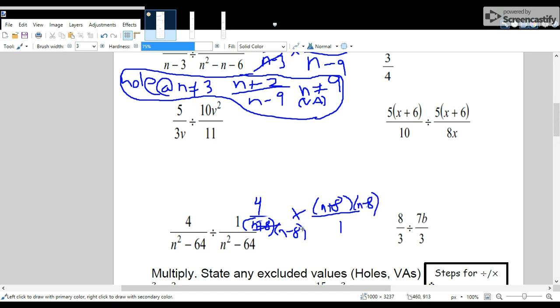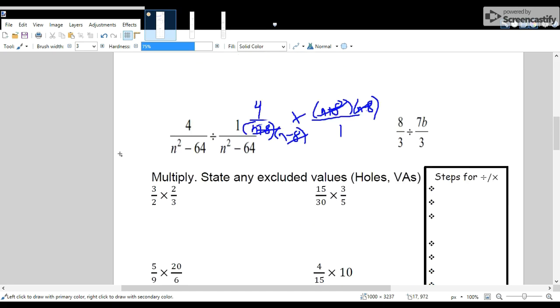Which all of these cancel, so we have 2 holes. We have holes at n equals plus or minus 8. So those are your excluded values. 4 over 1 is just 4. So our simplified fraction is 4 with excluded values at n equals 8 and negative 8.